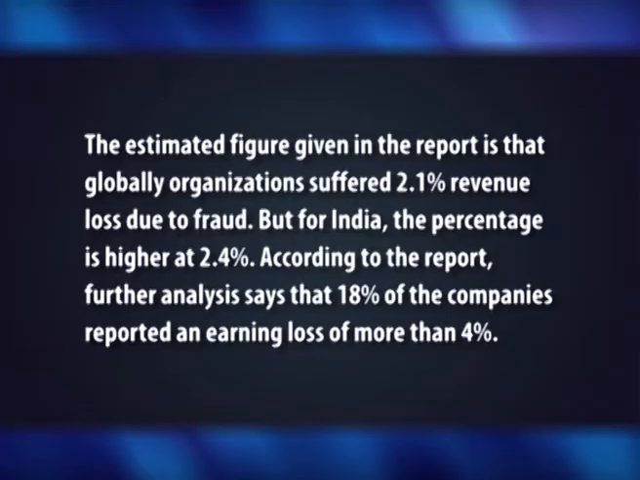It is a wake-up call for India, as it ranked second worldwide after Africa and shares the position with China. The estimated figure given in the report is that globally organizations suffered 2.1% revenue loss due to fraud, but for India the percentage is higher at 2.4%. According to the report, further analysis says that 18% of the companies reported an earning loss of more than 4%. All of these companies are reporting corruption, bribery, money laundering and regulatory breaches frequently.